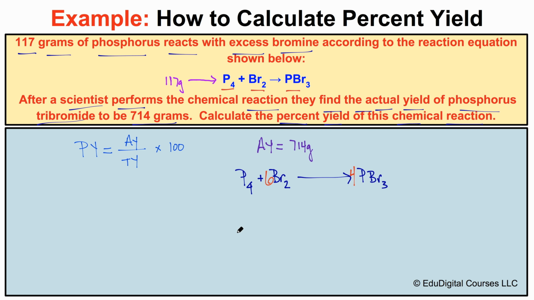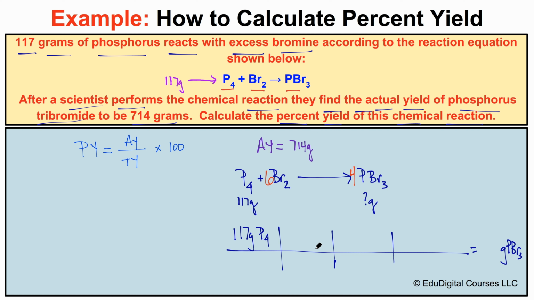So in this problem, it tells us that we have 117 grams of phosphorus. So we have 117 grams of this stuff right here. We need to calculate the theoretical yield of phosphorus tribromide. So we have 117 grams of phosphorus, and now we just need to do the stoichiometry that we learned how to do in an earlier video to determine the mass, or theoretical yield, of PBr3.